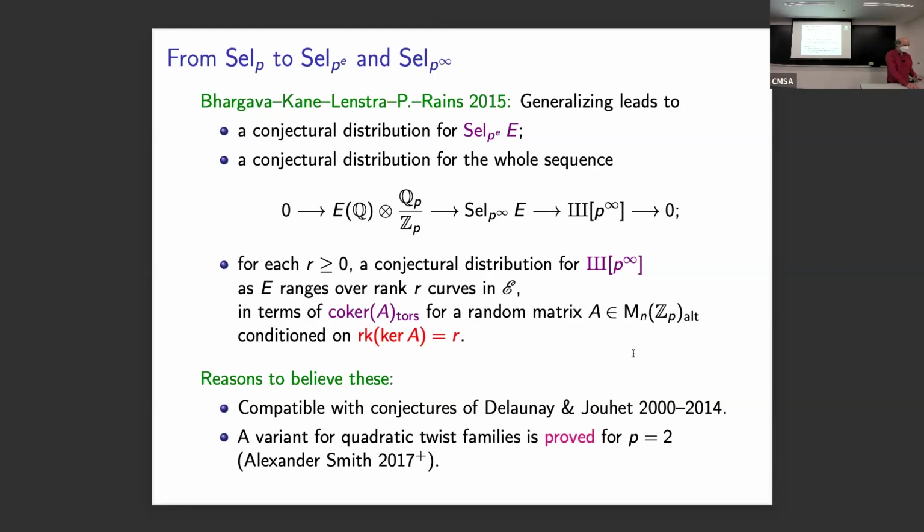And to do that, you can't do that by choosing random matrices over Z_p, because the locus where this kernel will have higher rank will be some subvariety in the space of matrices, and it'll be a measure zero subset. It'll be a lower dimensional variety.